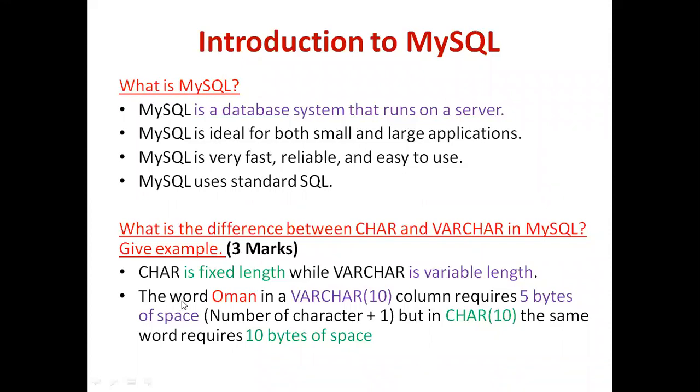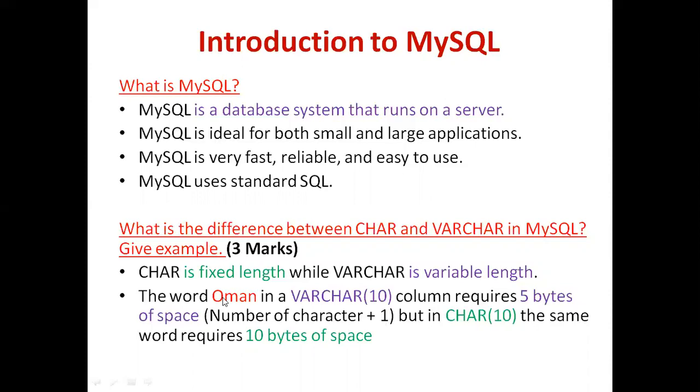When we look at the example here, the word Oman has 4 characters, O-M-A-N. With CHAR(4) and VARCHAR(10) specified, the VARCHAR column requires only 5 bytes of space, even though it is declared as 10. The number of characters plus 1 is all that is required for VARCHAR.